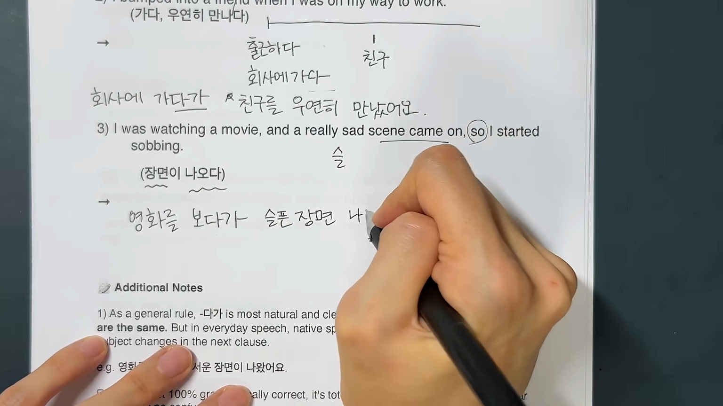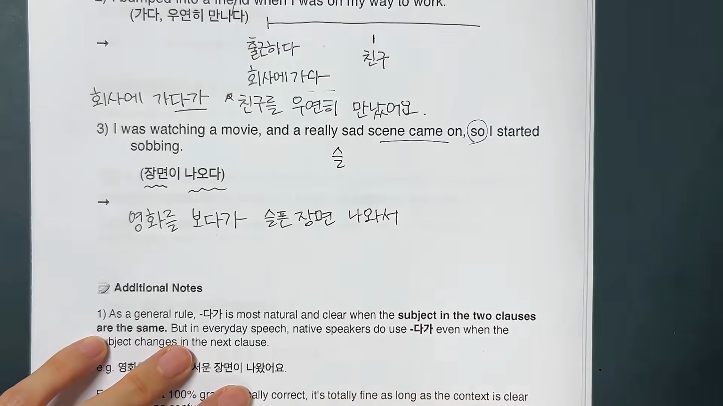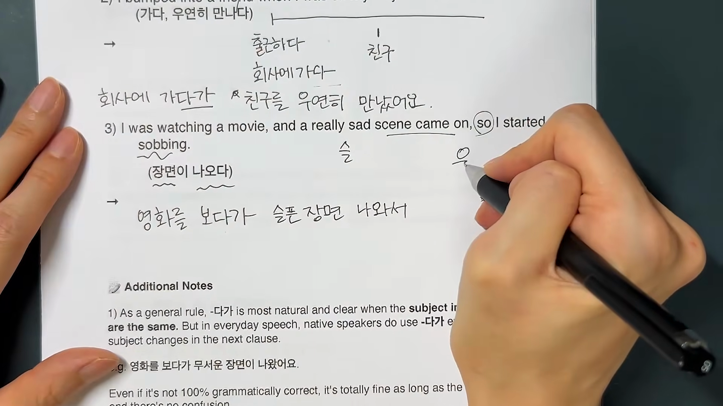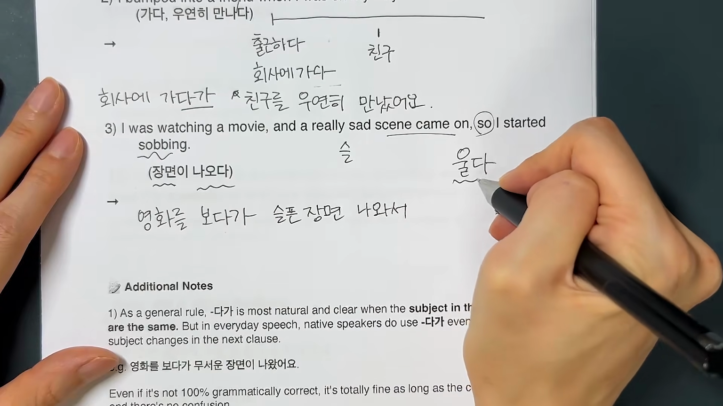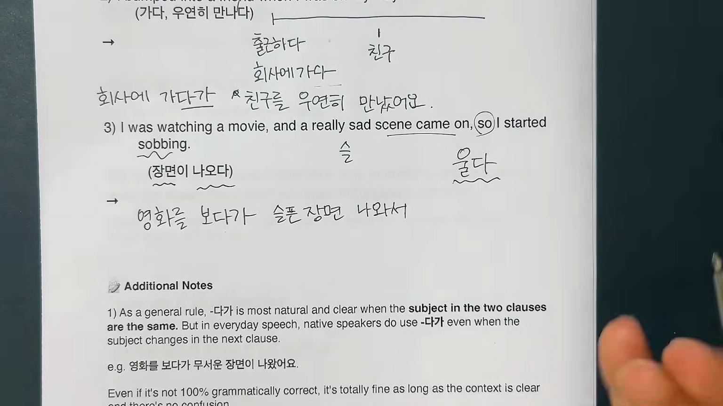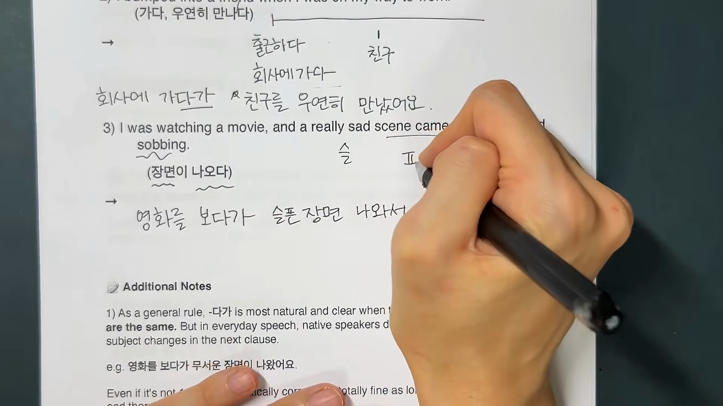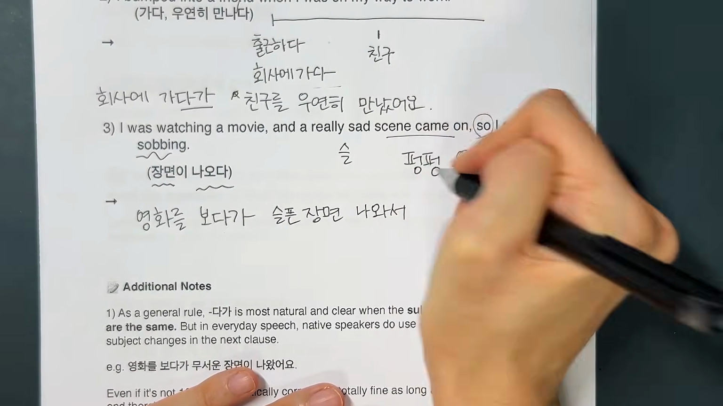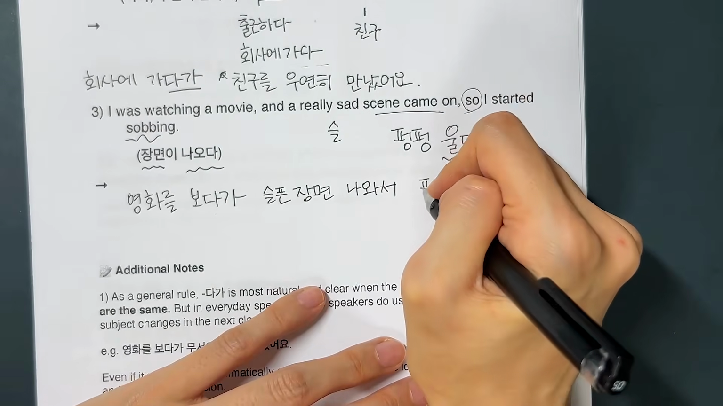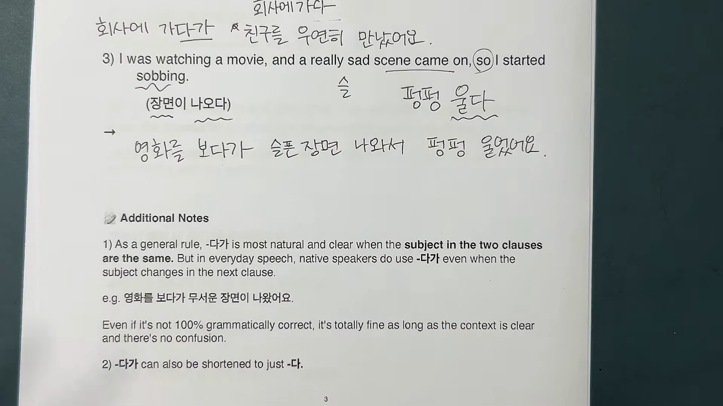So 나와서. So I started sobbing. For sobbing, you can use the verb 울다, which means to cry, right? But if you want to emphasize how much you cried, like you cried profusely, you can use the onomatopoeia word 펑펑 and say 펑펑 울었어요. 슬픈 장면이 나와서 펑펑 울었어요, right?